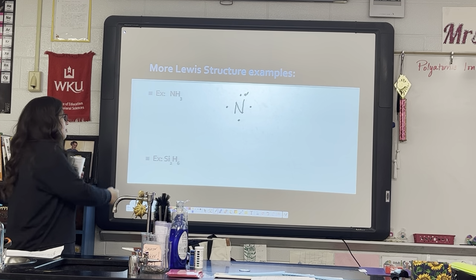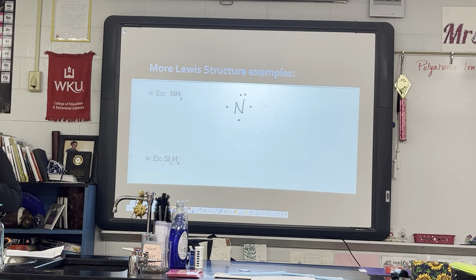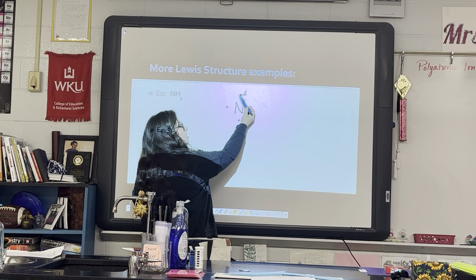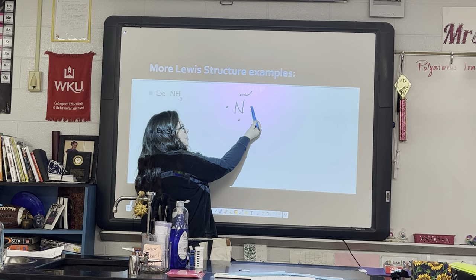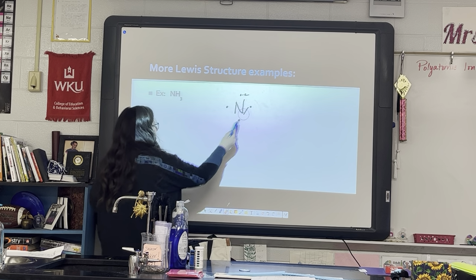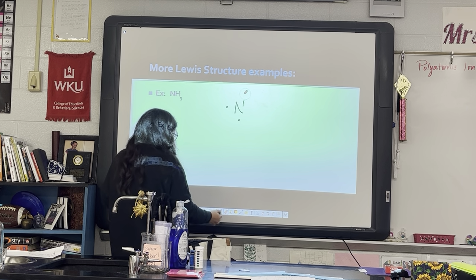All right, now we have 3 hydrogens to place. Where do you think we should put them? On the 3 lone electrons. Because remember, lone pairs are good. We don't mess with those. So we're going to put our 3 hydrogens on our 3 lone electrons. Why is my board being so touchy?